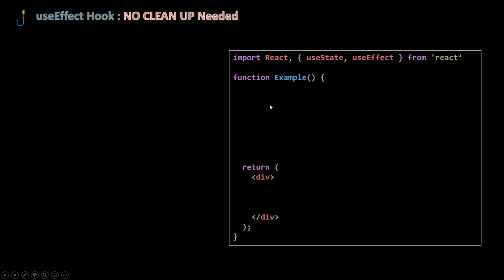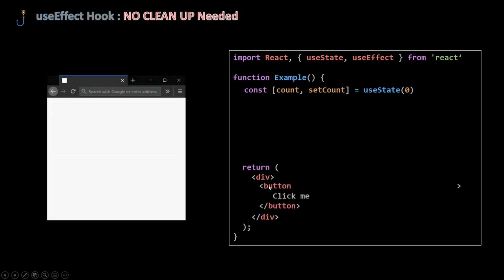Now let's go and see some examples of the useEffect hook. So we have some cases when we don't need a cleanup. If you don't understand what a cleanup is, you're going to understand that in a minute. Let's see an example here. So we have a component called Example. We import React, the useState hook, and the useEffect hook. So I'm going to go and create some state. I'm going to call my variable count. I'm going to go and set it to 0. And then here inside my return, I'm going to go and render a button that says click me.